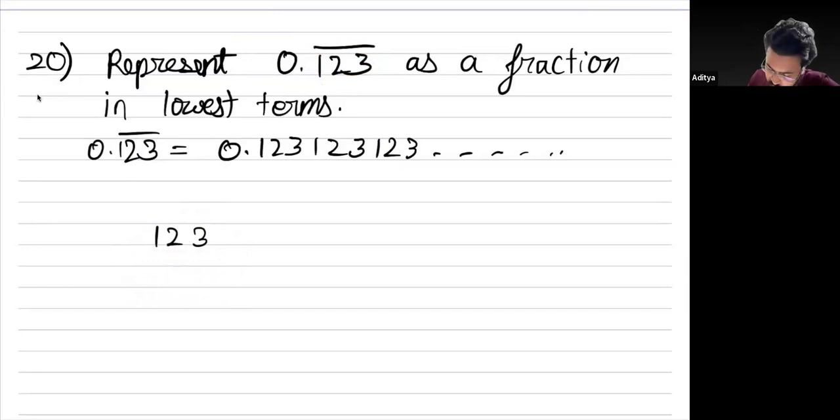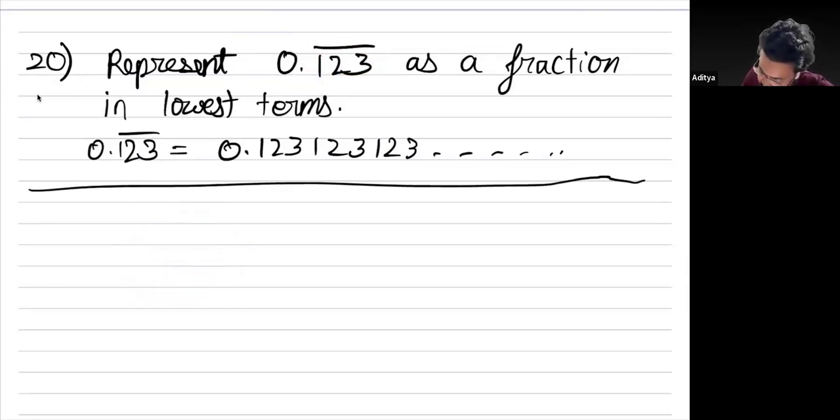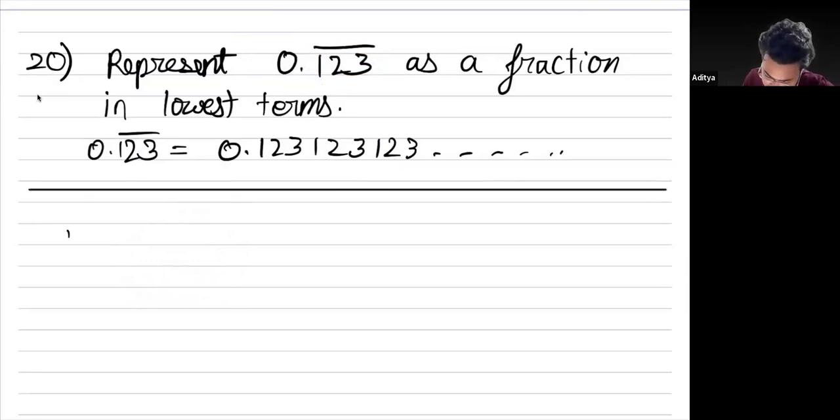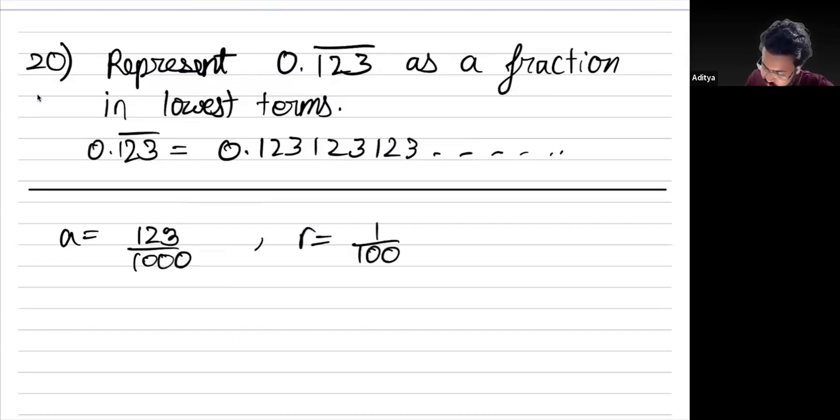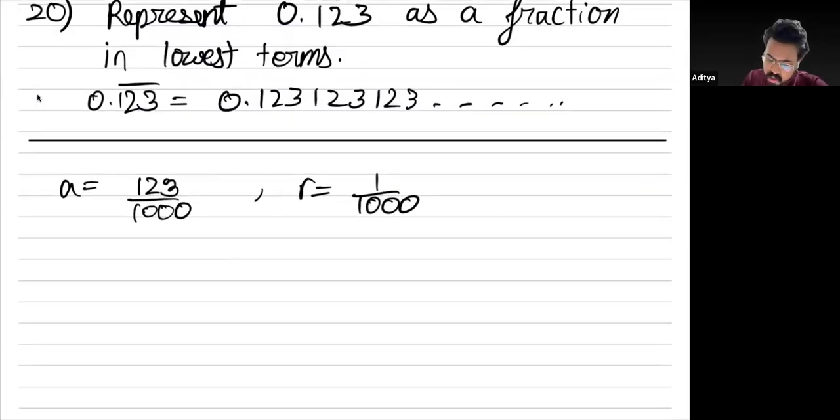But to do it properly using geometric progression, you can define your first term as a equal to 123 upon 1000, and r as equal to 1 upon 1000. With this defined, you can see that all the terms, 123, 123, 123, when taken together, form a GP, and this number is actually the sum of a GP.